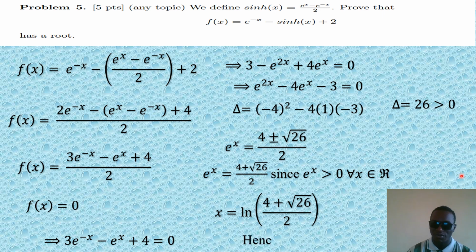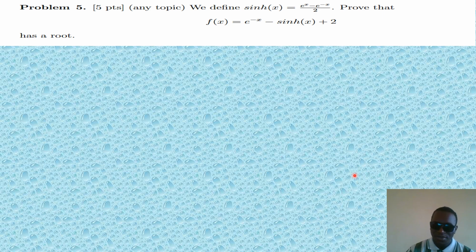This is just one way of doing it. So we can conclude that the equation f of x equals 0 has a root in R, and that root is x equals natural log of 4 plus square root of 26 over 2. This is just the first method we have seen. Let me show you the other way.